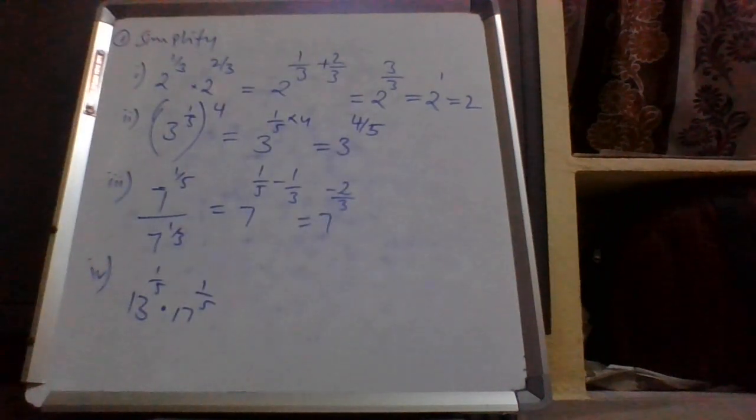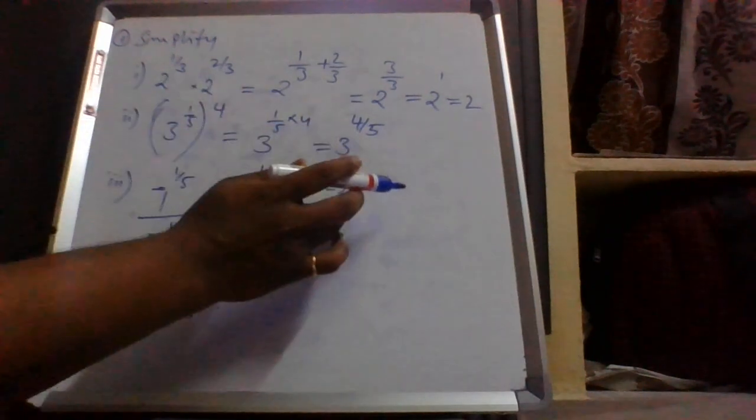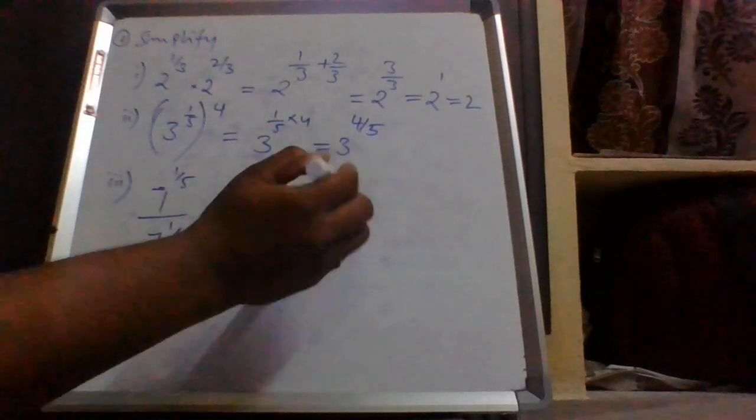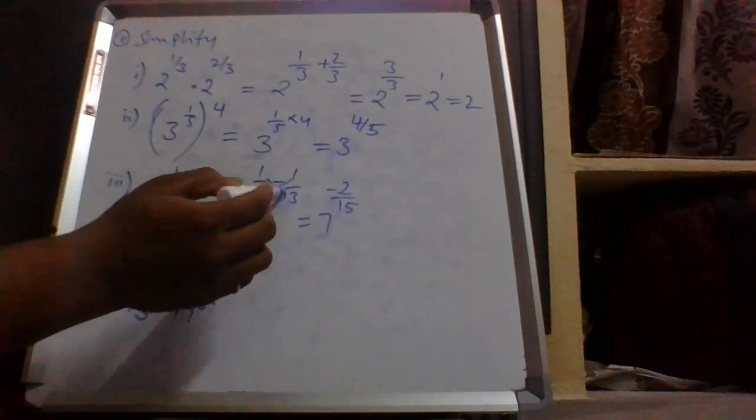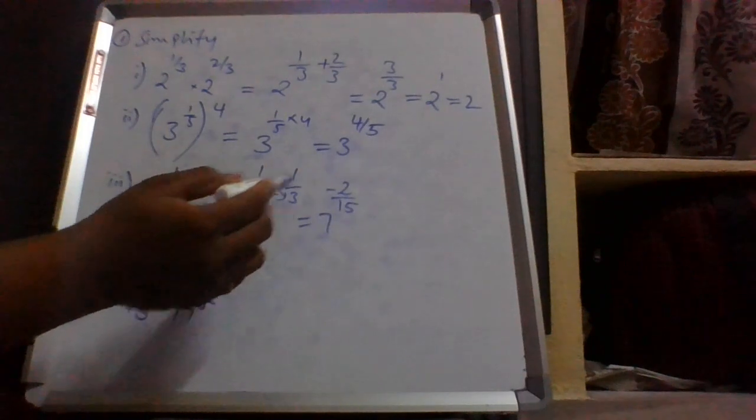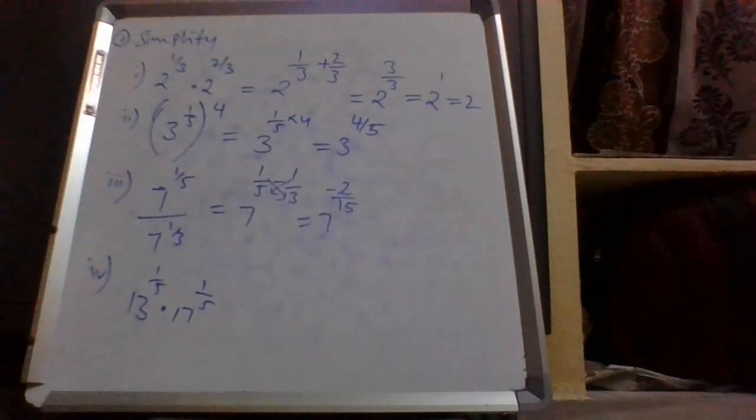7 power minus 2 by 15. Not 2 by 3. Minus 2 by 15. This much one. Because here you will do the cross multiplication: 3 minus 5, minus 2 by 7 power minus 2 by 15.